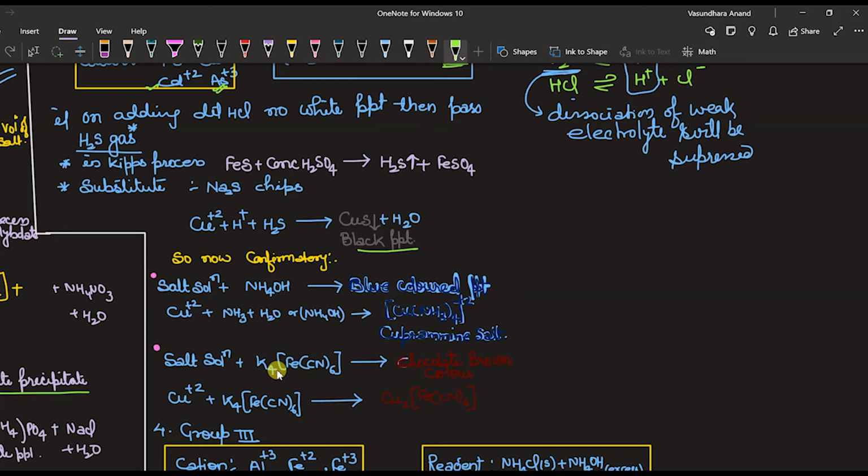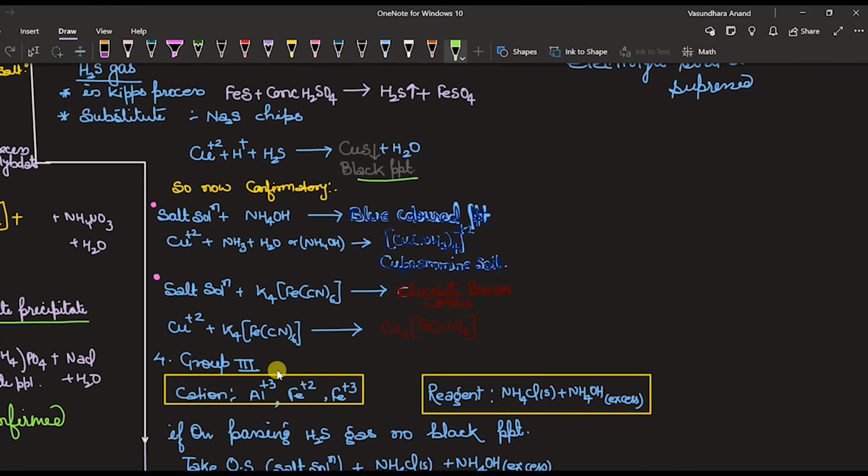So now the confirmatory test for copper. For the confirmatory test for copper, we'll take the salt solution and add ammonium hydroxide. As we add ammonium hydroxide, it will give you a blue colored PPT, and that is called cuprammonium salt. The cuprammonium formula is, because of this color, I have written, its color is blue, [Cu(NH3)4]2+. This is the cuprammonium ion.